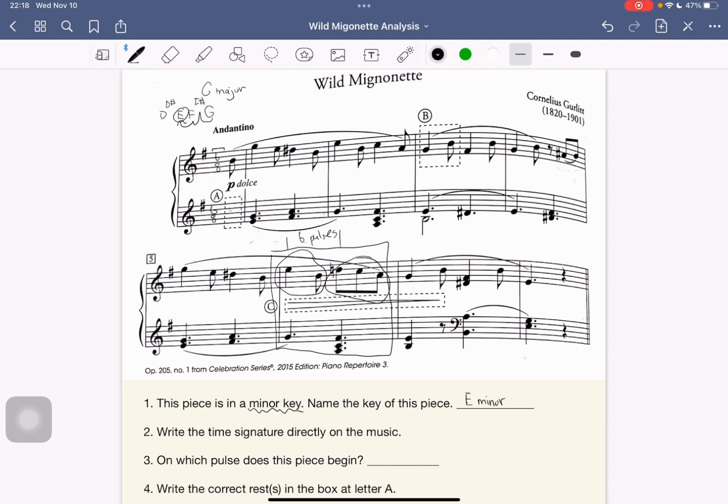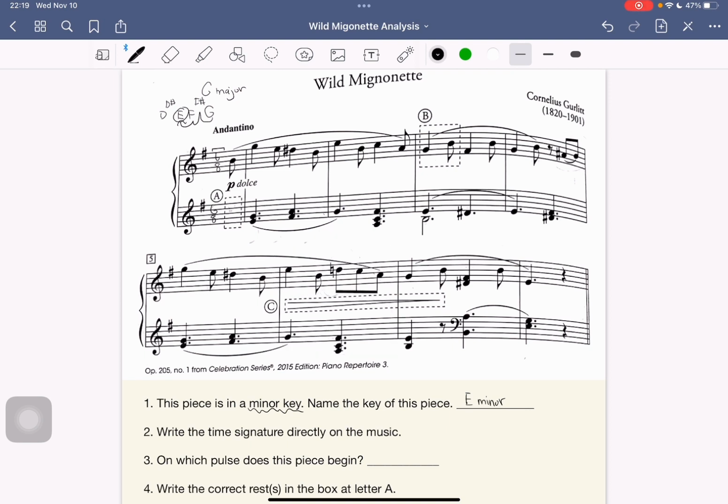The 6 means that there are 6 pulses in this case because it's a compound time signature. The 8 means that each pulse in this case has the note value of 8th note. Now we can move on to the third question.